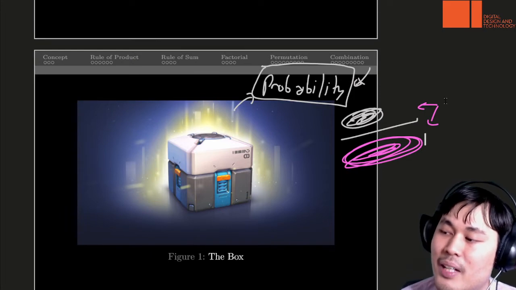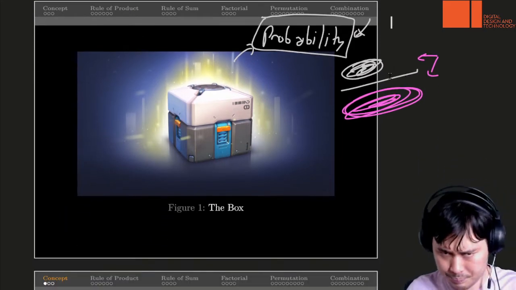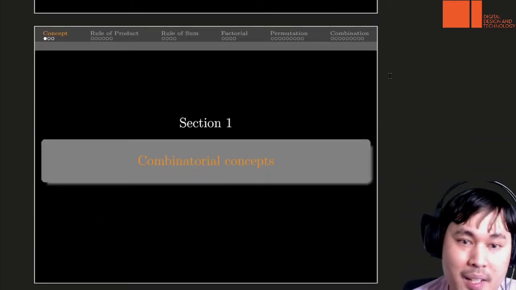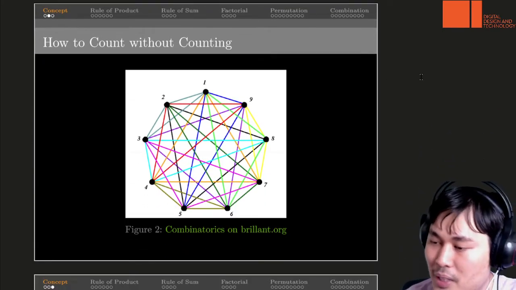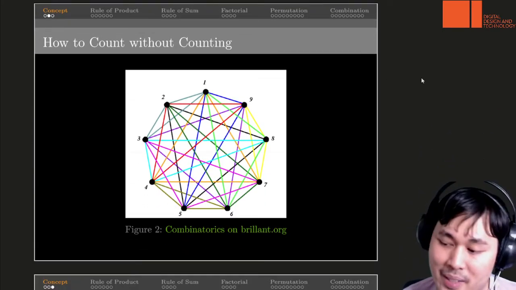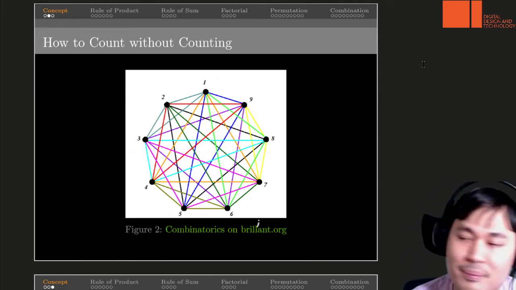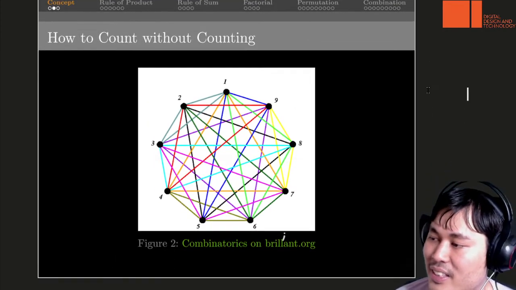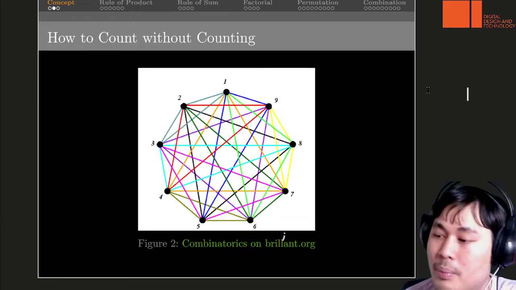But for this class, we will start from counting and see if we can use some kind of formulas or techniques to help us count. So let's start from the concept. There's this question I stole from Brilliant.com. That's a nice website, and I suggest you check out the exercises there. They have interesting exercises you can complete.